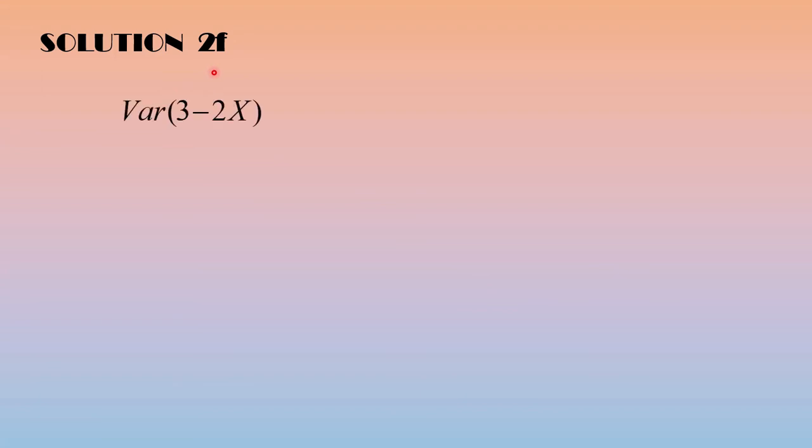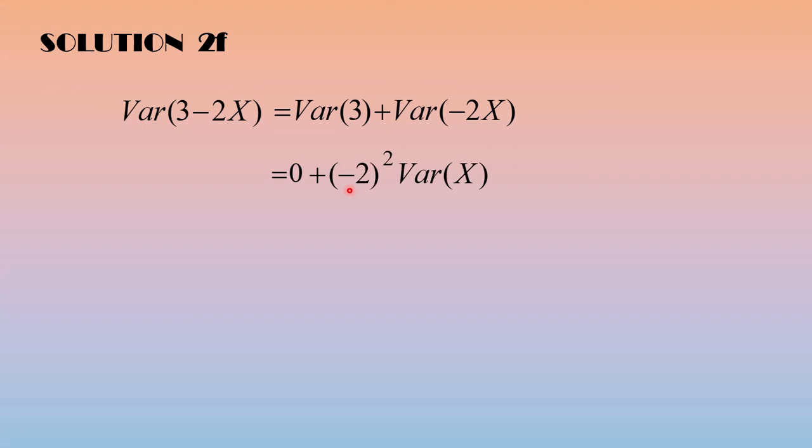And last one, 2f. What is the variance for 3 minus 2x? By using the properties, it equals variance 3 plus variance negative 2x. Variance 3 is equal to 0. Variance negative 2x equals negative 2 squared times variance x. Therefore, 4 times 23 over 36 and the answer is 23 over 9.